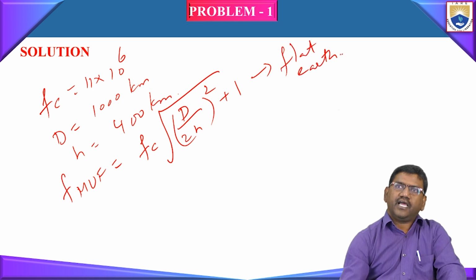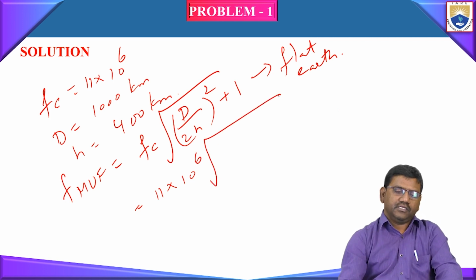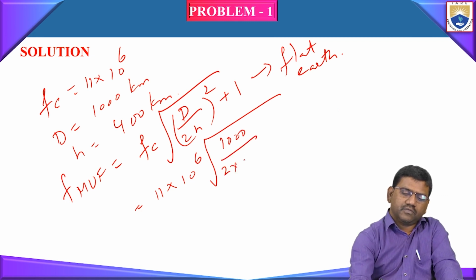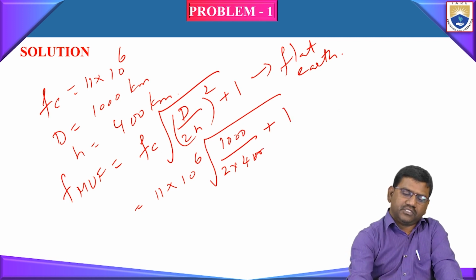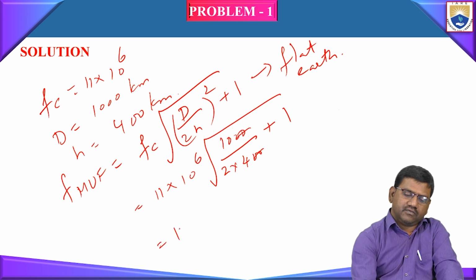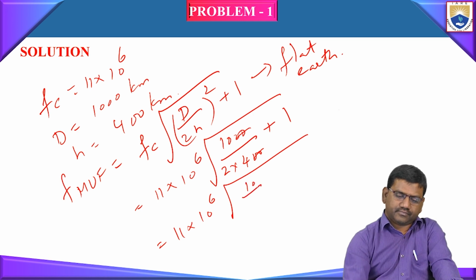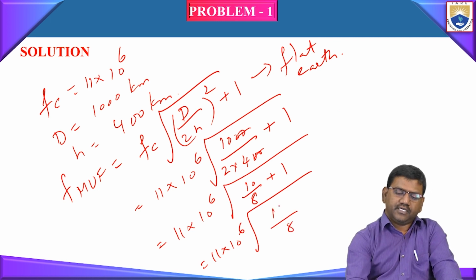This is the condition for flat earth here. Now let us substitute the values. So Fc is given as 11 into 10 power 6 into square root of 1000 kilometers divided by 2 into 400 plus 1. If you simplify this, 2 zeros get cancelled. So this is equal to 11 into 10 power 6 into square root of 10 by 4, 2 4s are 8, plus 1. So this is equal to 11 into 10 power 6 into square root of 18 divided by 8.